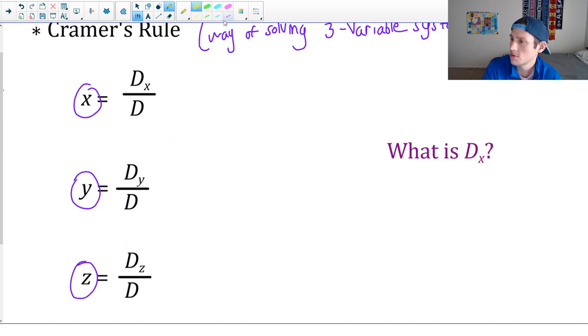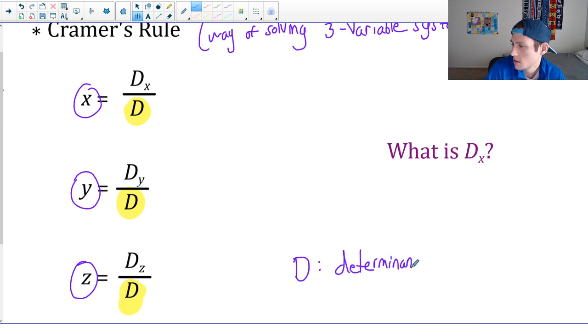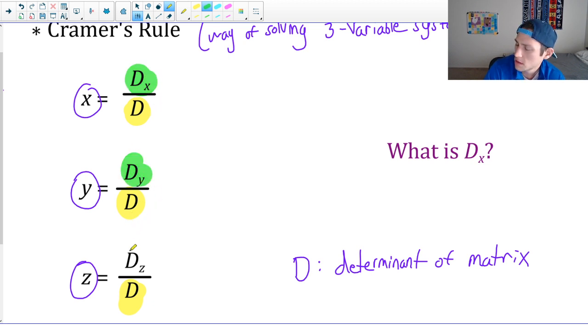Okay. So what do each of these things represent? Okay, well, this capital D here is just the determinant of the matrix. No big deal. But what about the dx or the dy or the dz? What is that?